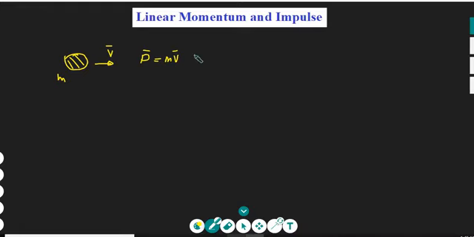Now this is a vector quantity, as you can see from the symbol, and if we think about the SI units for linear momentum, that is kilograms meters per second, or we can use Newton seconds. Either units are correct as the SI units for linear momentum.